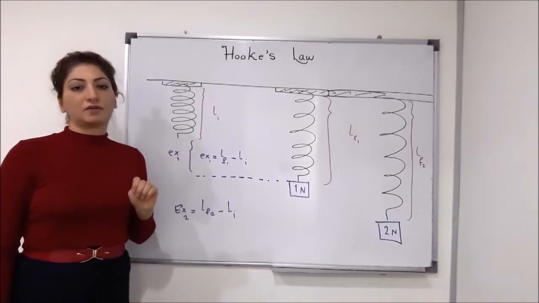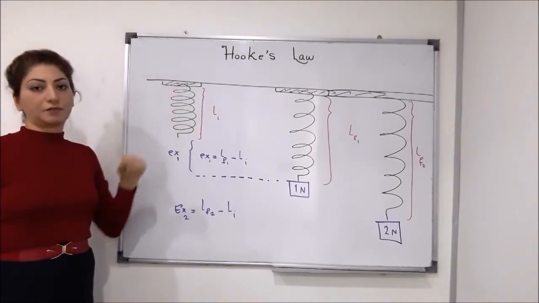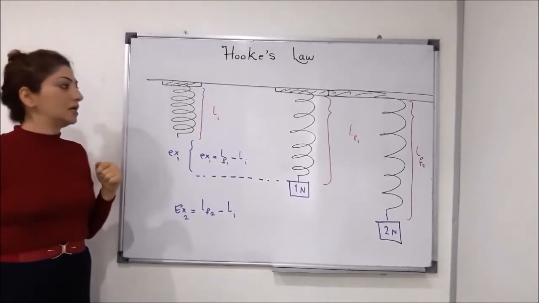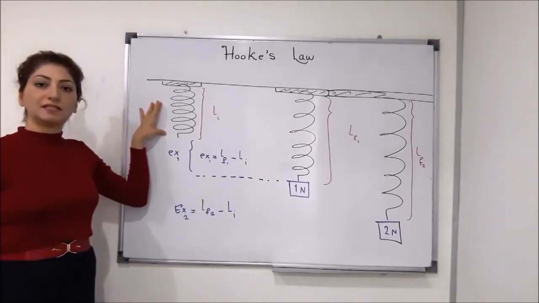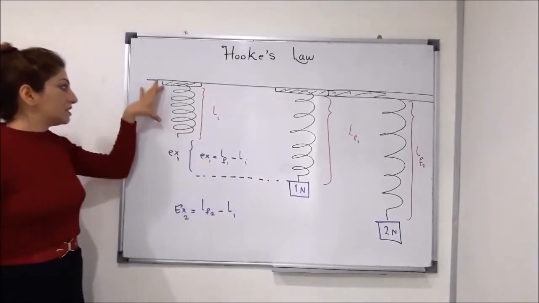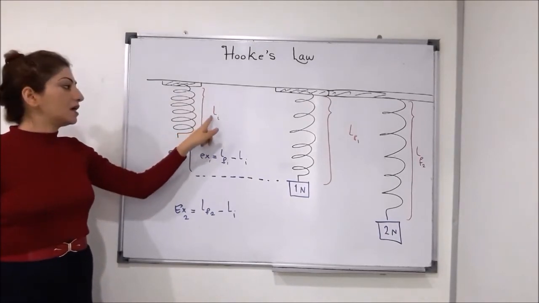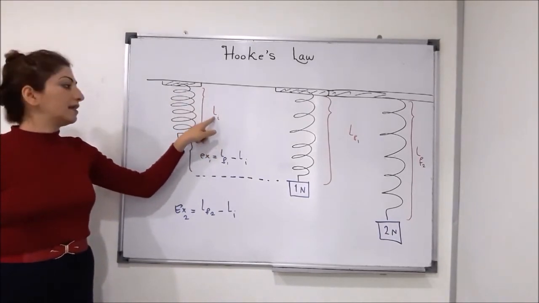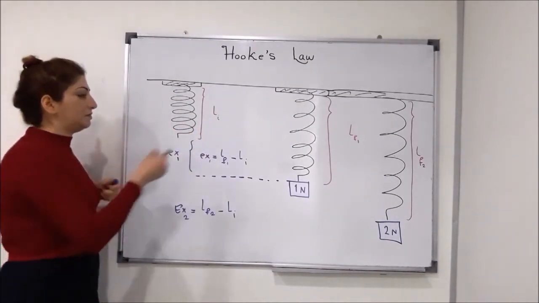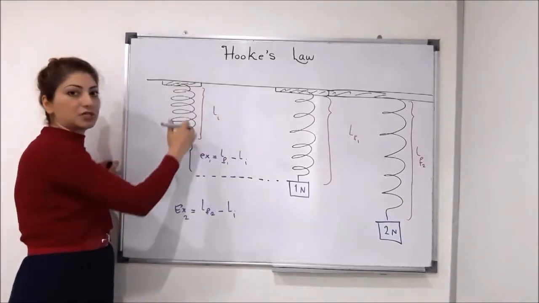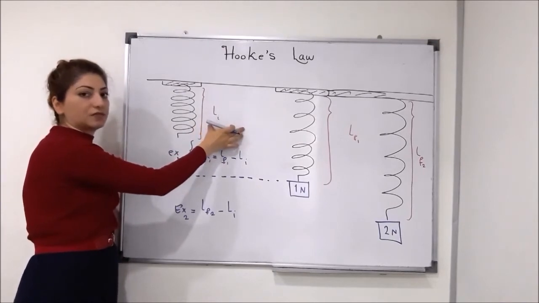We have the diagram of the spring here. Imagine that the spring is actually hanging from a support, from a ceiling. Without adding the load here, this is the original length or the initial length of the spring. I call it Li, or the length of initial. Whether it is measured in meters or centimeters, you can measure it and write it here as the initial length of the spring.